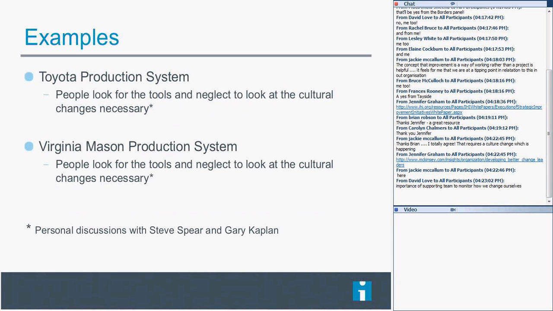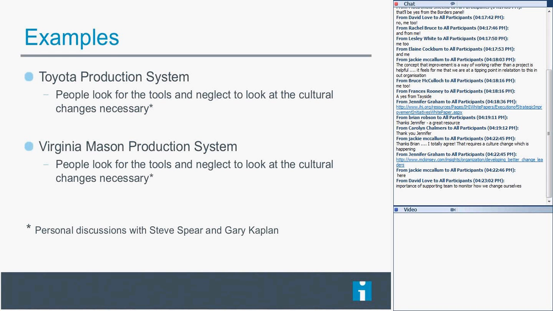One is Steve Spear. Steve Spear has written extensively about the Toyota production system and high-velocity organizations. And the other is from Dr. Gary Kaplan. Dr. Gary Kaplan is the chief executive of Virginia Mason and also chair of the board here at IHI. And Dr. Kaplan has continually sent people to study the Toyota production system. But in each case, when I asked them, why is it that people have gone to study Toyota, and yet very few organizations have been able to replicate that?